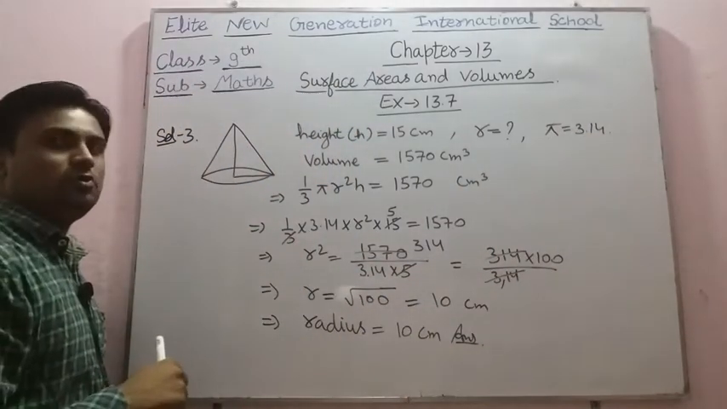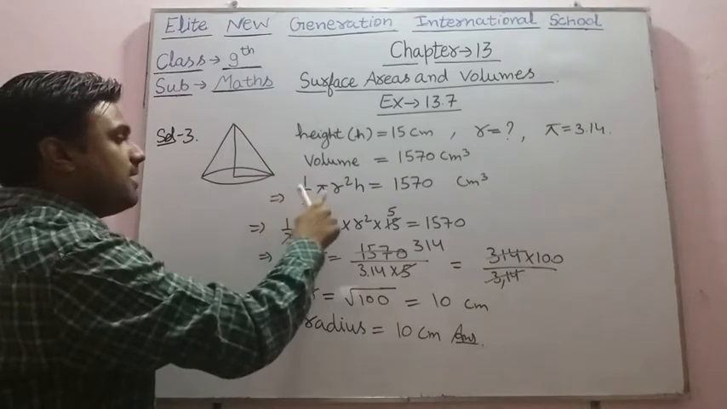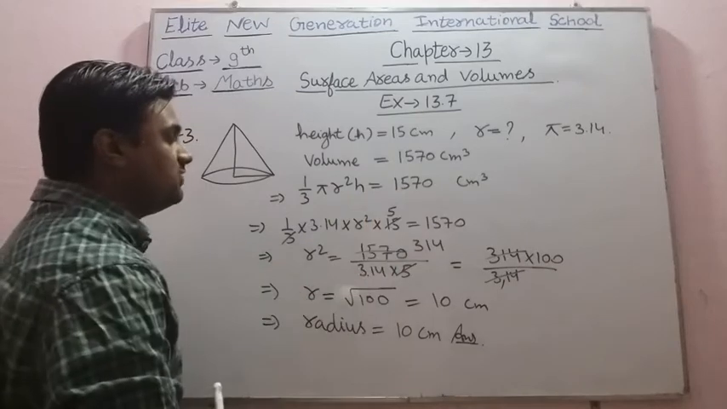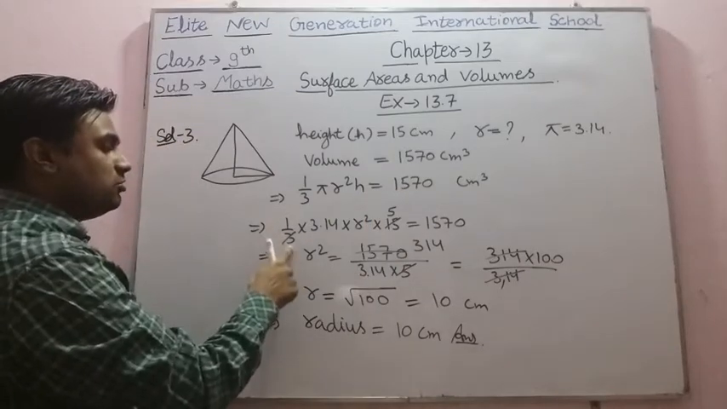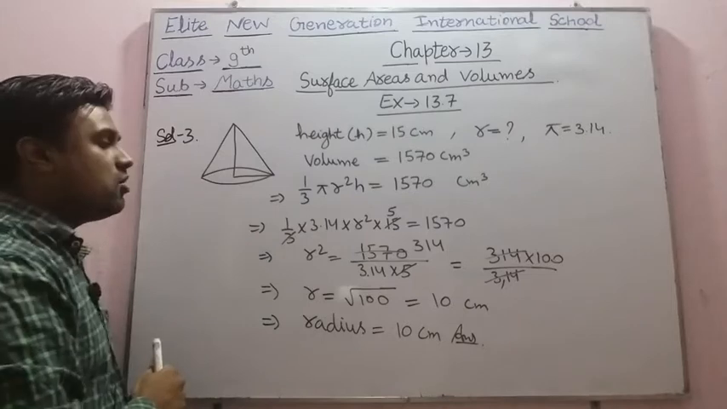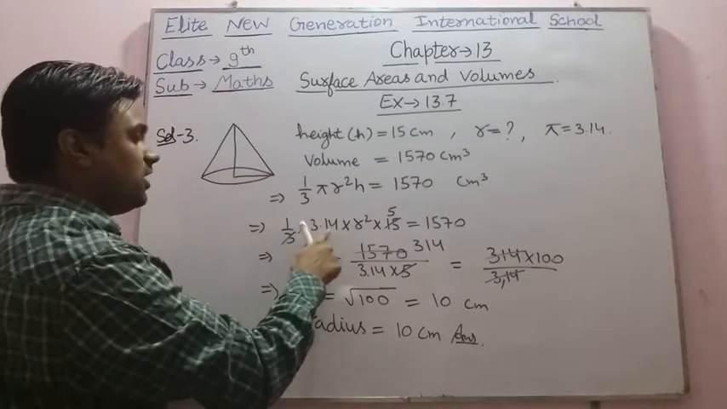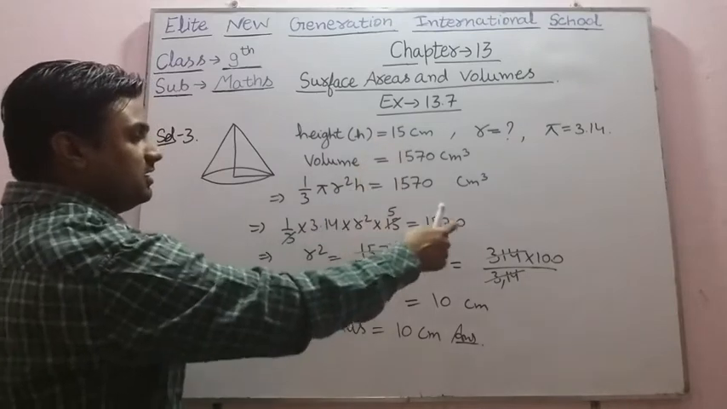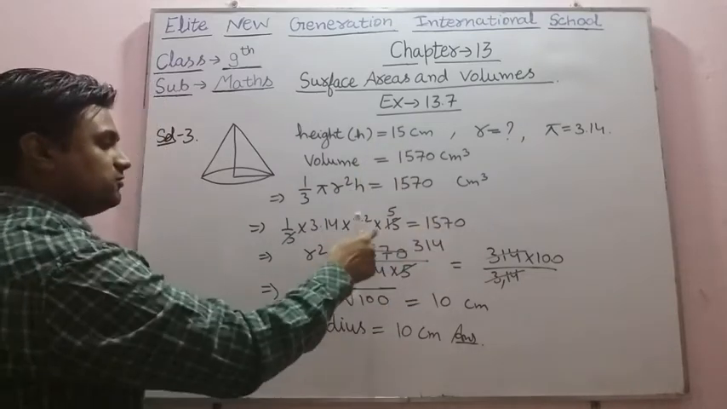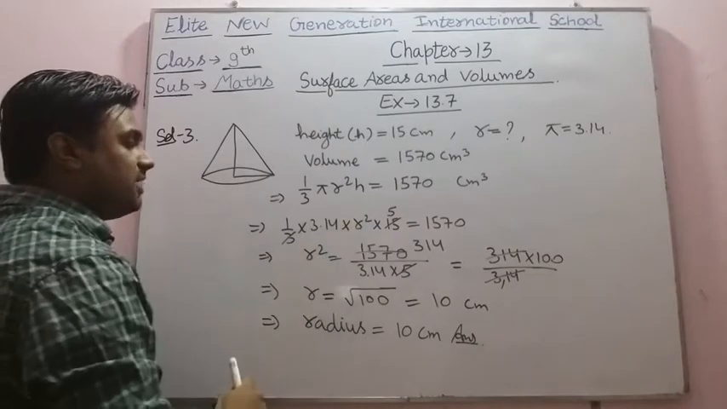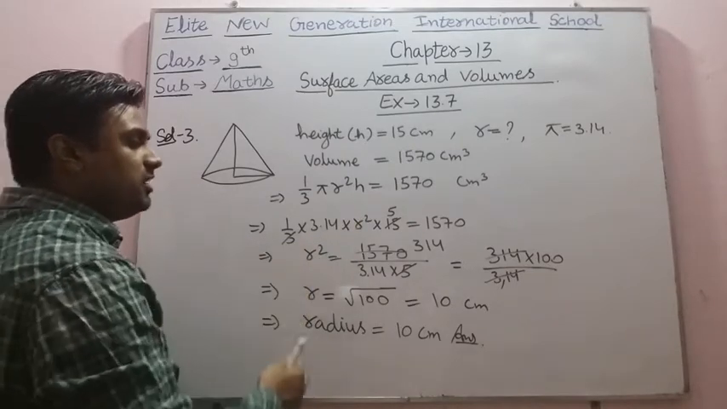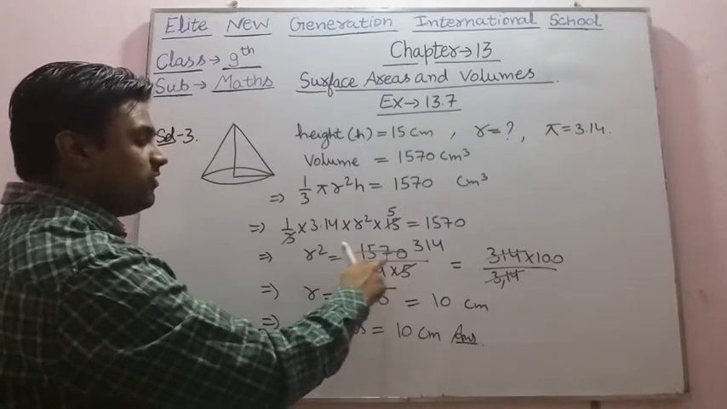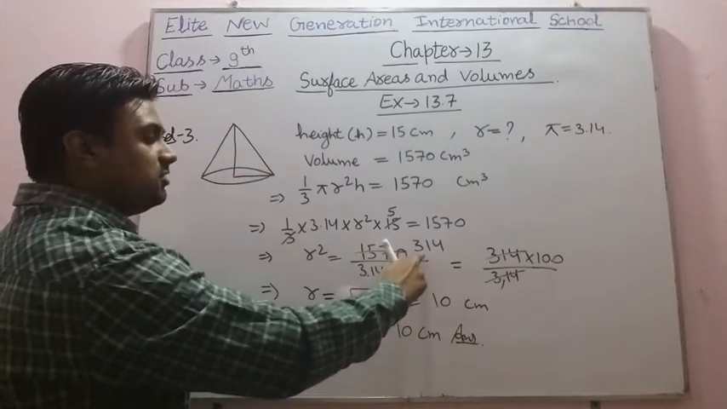So here the volume of a cone is given by 1 upon 3 pi r square h. So 1 upon 3 pi r square h equals 1570. Now putting the value, 1 upon 3, in place of pi we can use 3.14. So 1 upon 3 into 3.14 into r square into, in place of h we can write 15, equals 1570. So this 15 will cancel by this 3, 5 times. Now finding the value of r square, it will be equal to 1570 upon 3.14 into 5. So 1570 will cancel by this 5, 314 times.